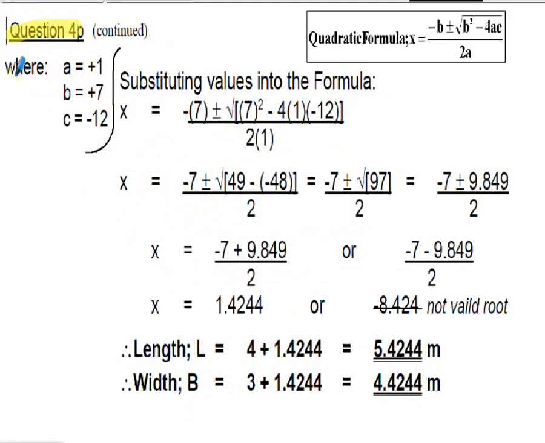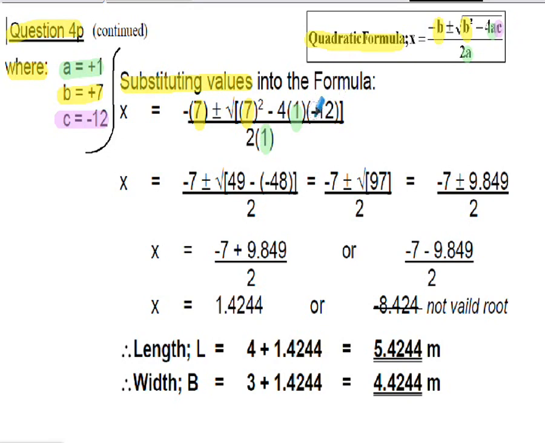Question 4p continued. I've repeated the values of a, b and c here for convenience, and also the quadratic formula. What we're going to do now is substitute the values of a, b and c into the formula. First of all, looking at b, positive 7 in this case, so there's my b and b in the formula. I will put the positive 7 here for b. Then my value of a is plus 1 in this particular case. A occurs here and here in the formula, so I'll put the value of a of 1 in both places. And then finally the constant c, in this case, is negative 12. Constant c occurs here.